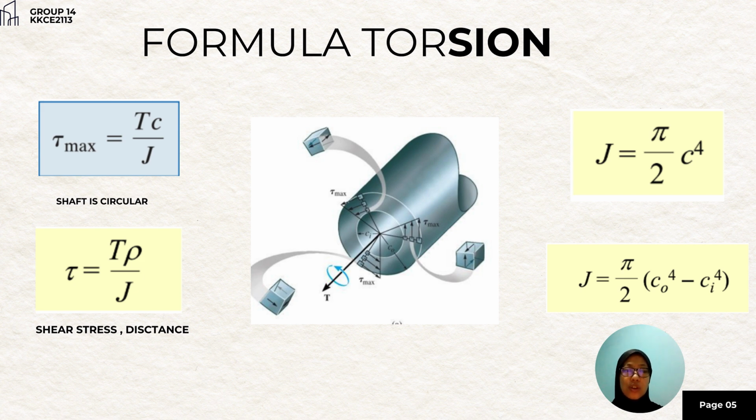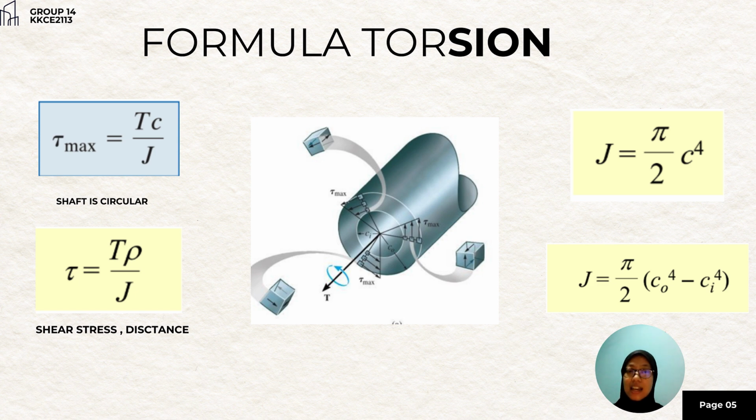The stress is not uniform, it varies linearly with the distance rho from the center, as shown in this related formula. But now, how do we find J? For a solid shaft, it's pi over 2 times the radius to the fourth power. For a hollow shaft, we subtract the inner core. The formula becomes pi over 2 times the difference between the outer and inner radius to the fourth power.